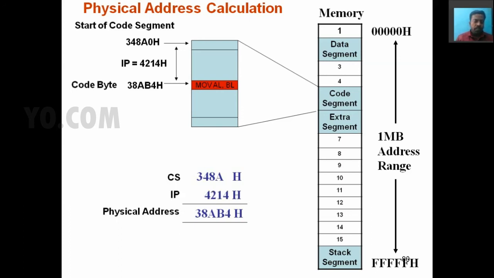So the physical address is calculated as the code segment address, that means the CS address, the starting address 348A0, where here we consider the 0, plus the instruction pointer. The instruction pointer holds some value, and both are added, so we get a 20-bit address, that is the physical address. The physical address indicates the instruction in the memory. So the 0 is considered.